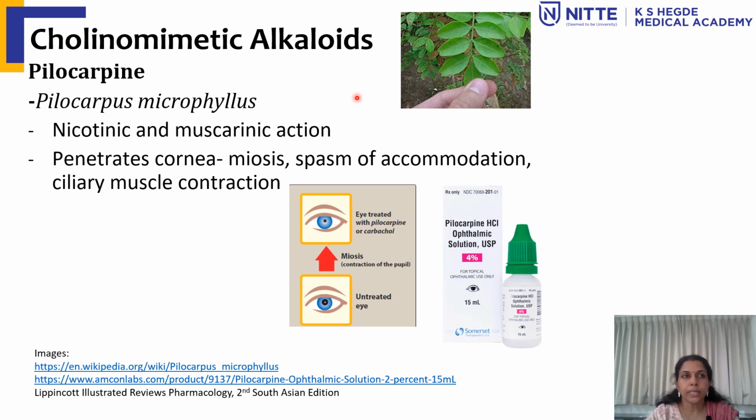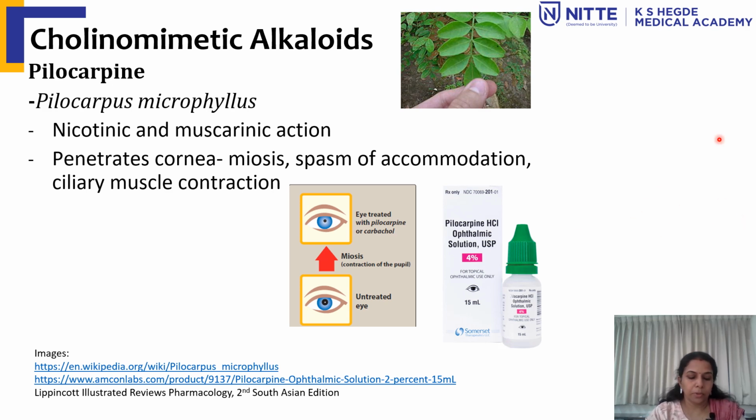So mainly it has action on the eye, and it penetrates the cornea, producing miosis. What is miosis? It is the constriction of the pupil. Pupil size will decrease, and since it has action on the ciliary muscle, it causes ciliary muscle contraction and spasm of accommodation. So you can see the difference between the eye treated with pilocarpine and the untreated normal eye. I have shown this image in my previous video also. It is available mainly in the form of drops, as pilocarpine ophthalmic drop solution.